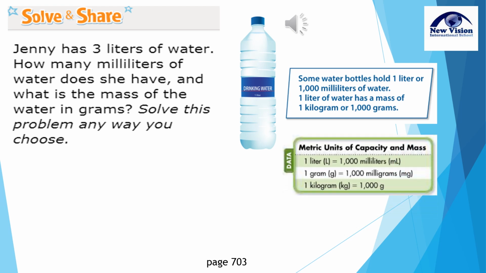Study the conversion table of metric units of capacity and mass. In 1 liter, there are 1,000 milliliters. In 1 gram, there are 1,000 milligrams. And also in 1 kilogram, there are 1,000 grams. So we have to convert. Multiply 3 by 1,000, which is equal to 3,000. Therefore, the answer is 3,000 milliliters and 3,000 grams. Piece of cake, isn't it?